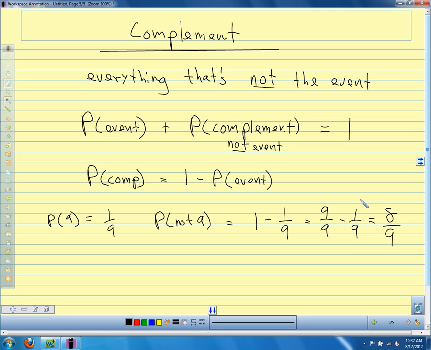So that's how we work with complements. Let me give you another quick example. We had marbles in a bag, and we have, say, 3 red, 3 blue, and 2 green. And we want to calculate the probability of pulling out anything but a green. So any other color but a green. We calculate the probability of pulling out a green and subtract that from 1. So that's all there is to complements.